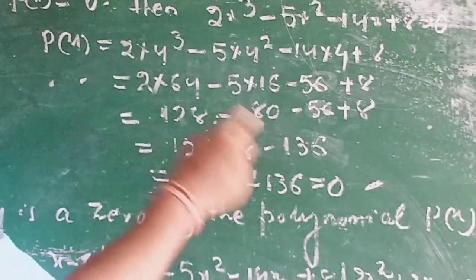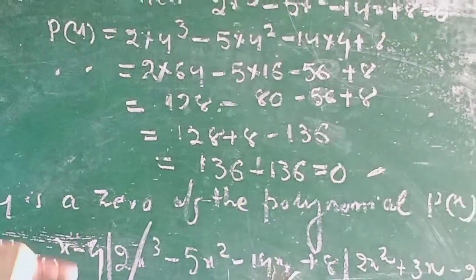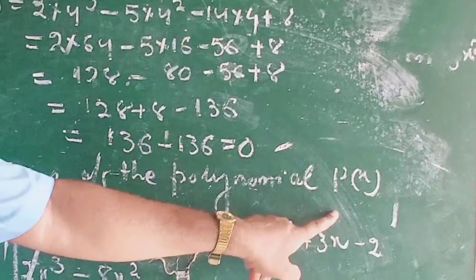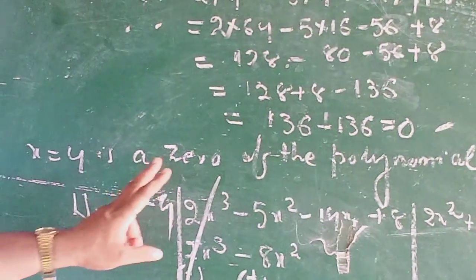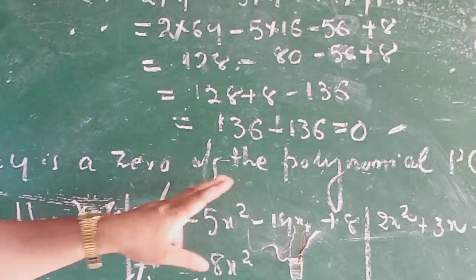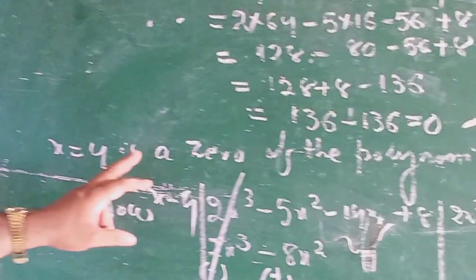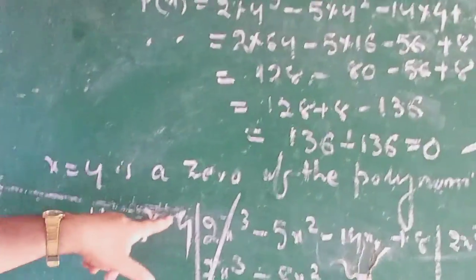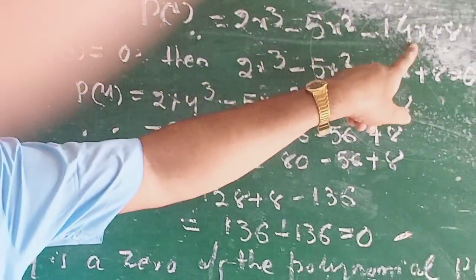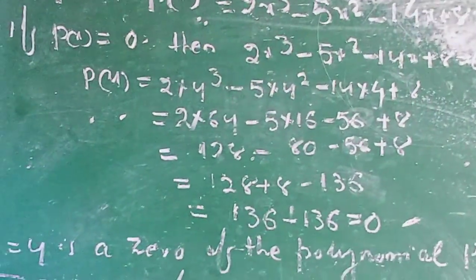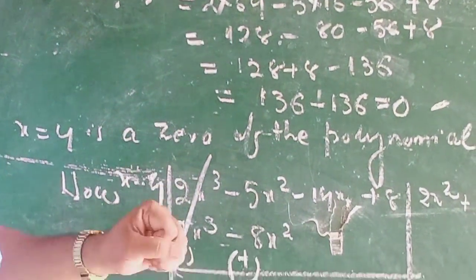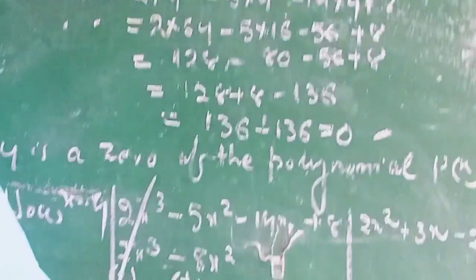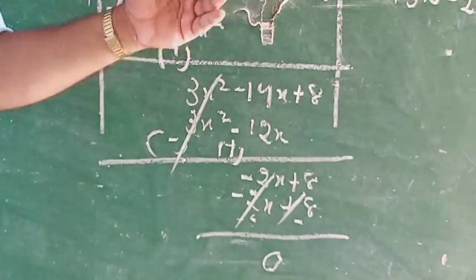So p of 4 is equal to 0, which means x equal to 4 is a zero of the polynomial p of x. If x equal to 4 is a zero, then x minus 4 is a factor of 2x cube minus 5x square minus 14x plus 8. If x minus 4 is a factor, then if you divide this polynomial by x minus 4, the remainder will automatically be 0, because if it is a factor, the remainder should be 0.